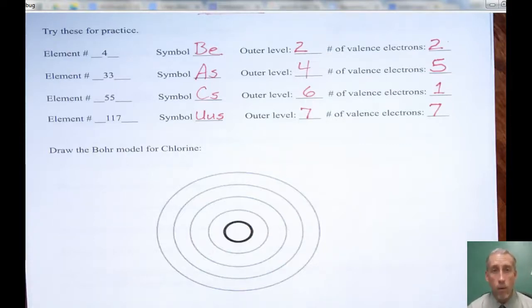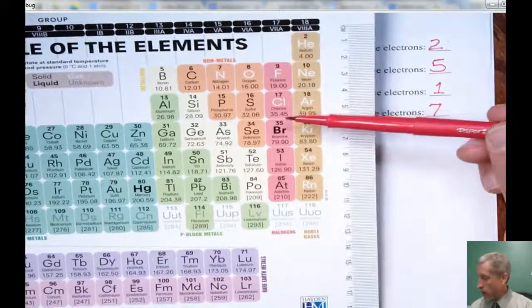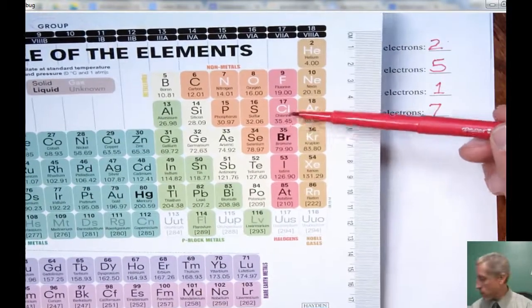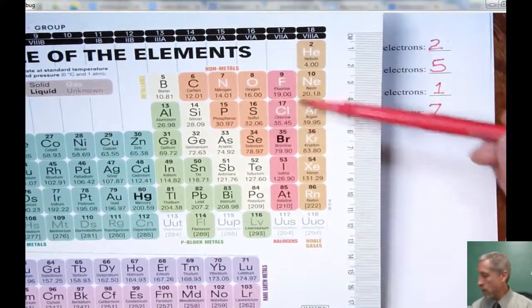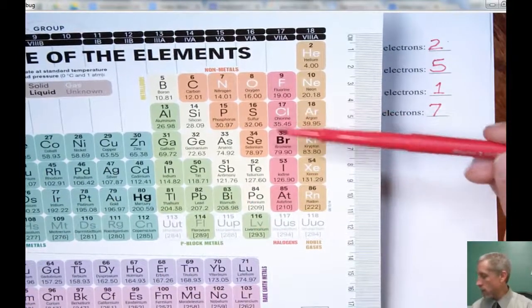So I want to show you how I want you to draw these. Let's use chlorine as an example. You first have to find chlorine. Our periodic table has the names on it. Chlorine is element number 17. If you do it enough, you get used to the symbols and you know right where to look. Its symbol is Cl.